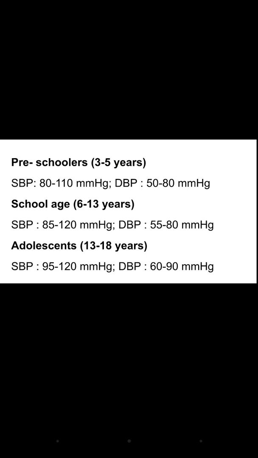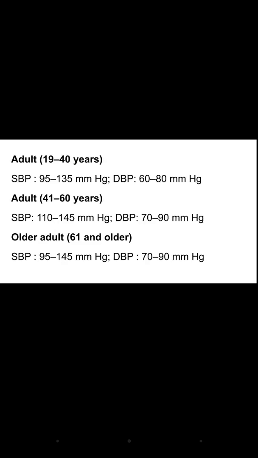In the school age, 6 to 13 years of age, systolic blood pressure is 85 to 120. Diastolic blood pressure is 55 to 80 mm of Hg. In the adolescents, it is 13 to 18 years. Systolic blood pressure is 95 to 120 mm of Hg, and the diastolic pressure is 60 to 90 mm of Hg. For those adults who are 19 to 40 years, systolic blood pressure is 95 to 135 mm of Hg, and the diastolic pressure is 60 to 80 mm of Hg.